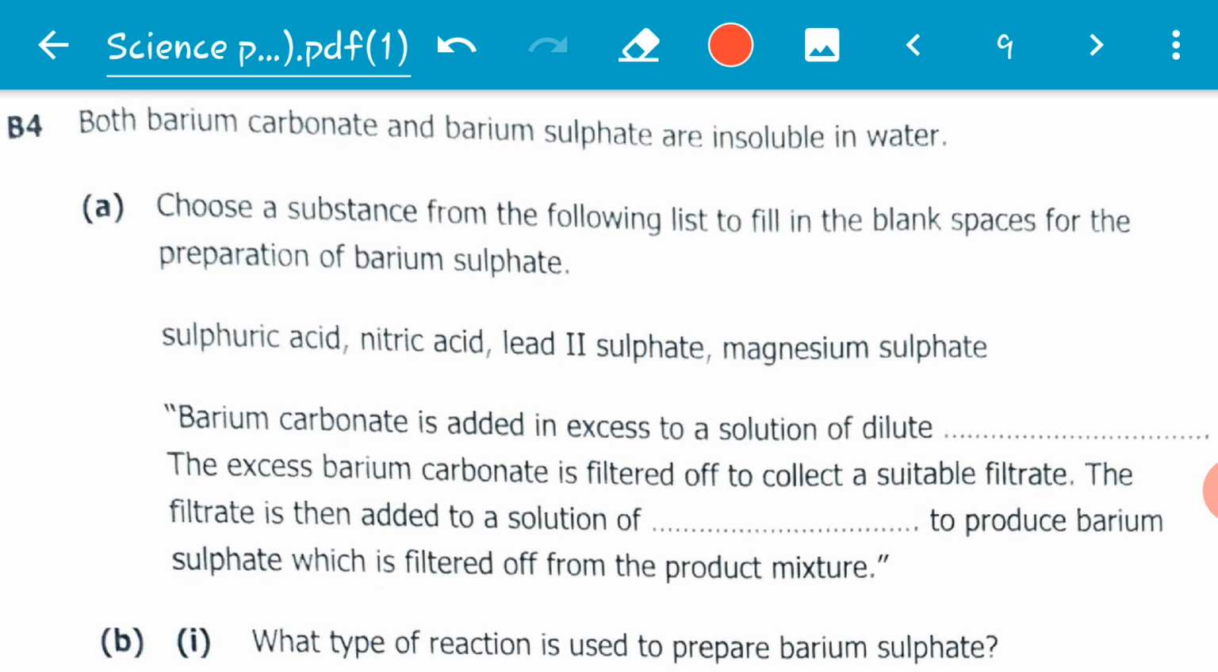We have reached the revision of question B4, and question B4 reads, both barium carbonate and barium sulfate are insoluble in water. A. Choose a substance from the following list to fill in the blank spaces for the preparation of barium sulfate.